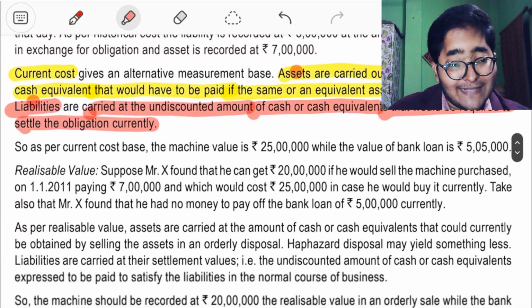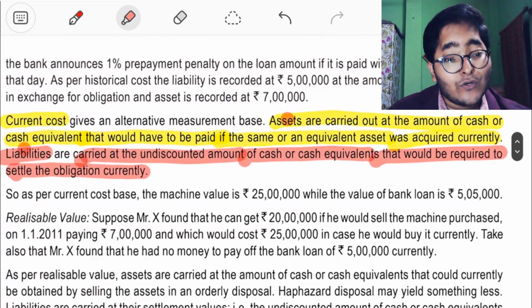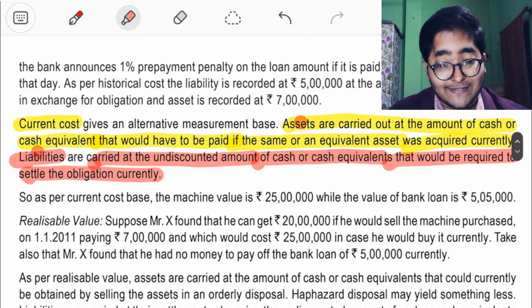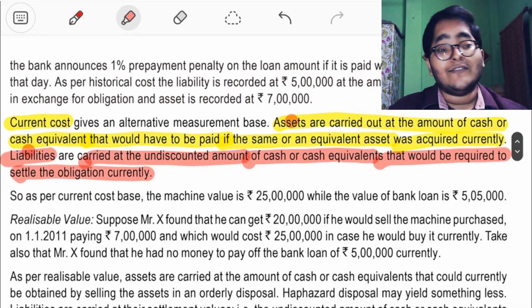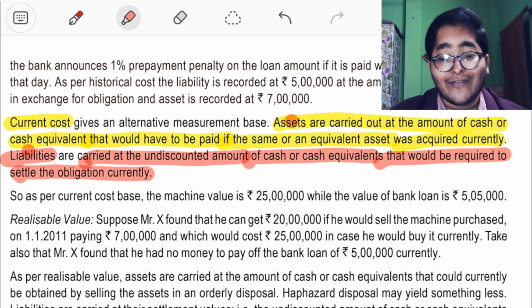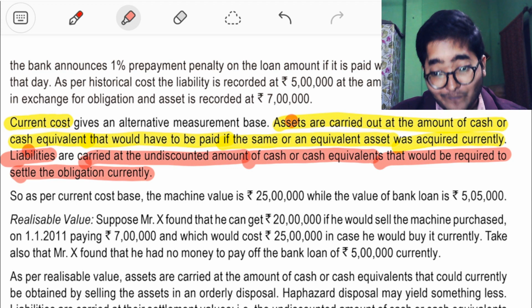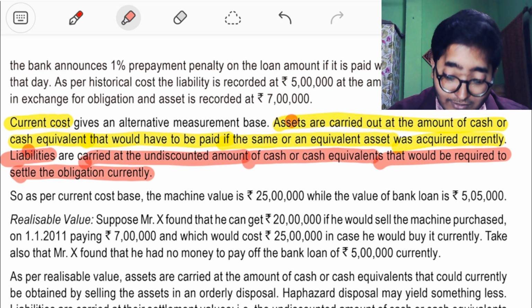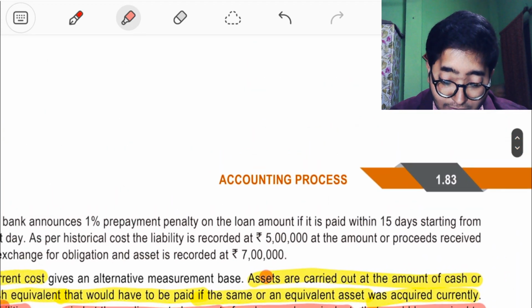Now let's take an example. So as per the current cost basis, the machine value is rupees 25 lakh, while the value of bank loan is rupees 5 lakh 5,000 only. Why? Because of the interest amount. The interest also needs to be paid.